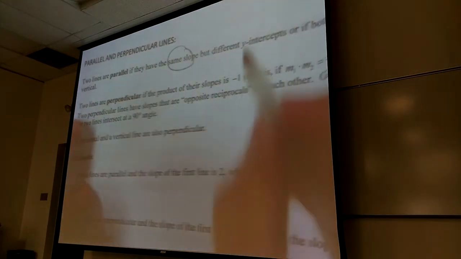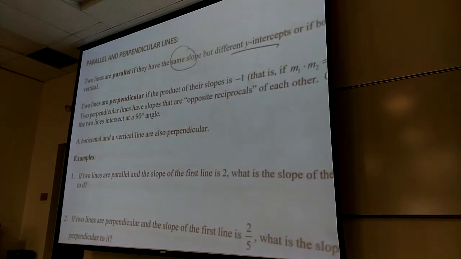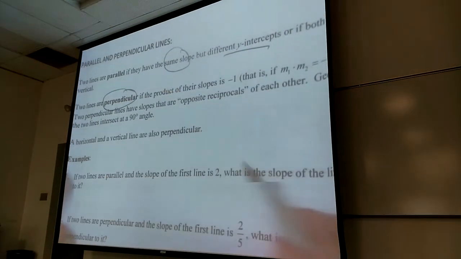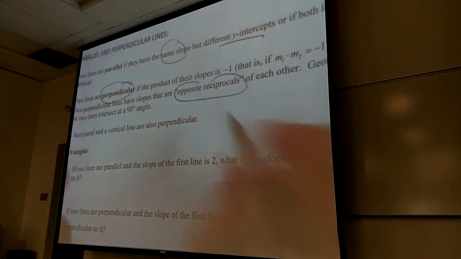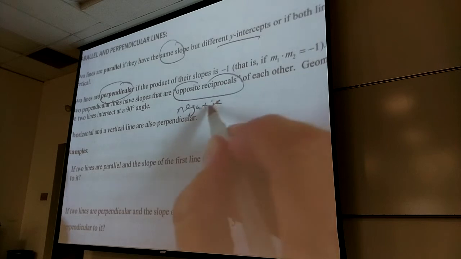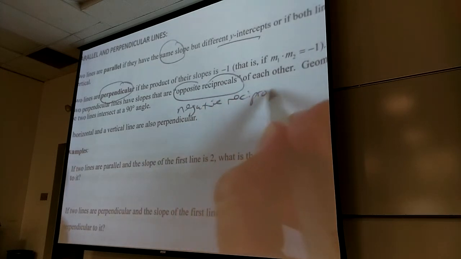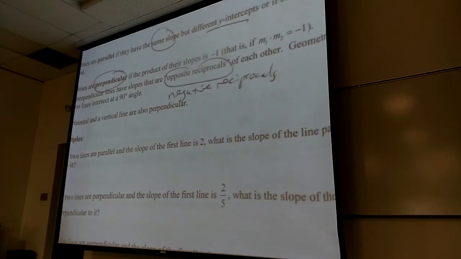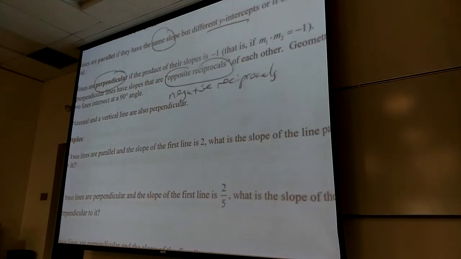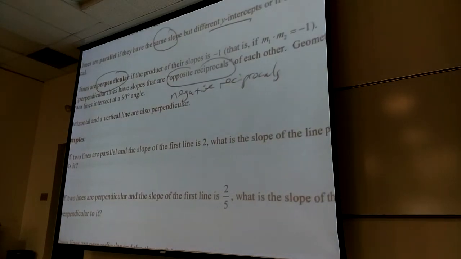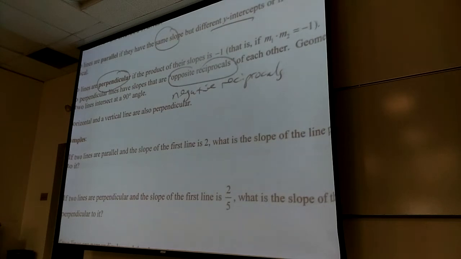So parallel lines have the same slope but different y-intercepts, so they actually are not the same line. Perpendicular lines, I hate the way they say this, and I hate the way they say that too: negative reciprocals. Opposite reciprocals is kind of silly because reciprocal is a type of opposite. So if one slope was 1/7, the perpendicular slope would be -7. I like it.